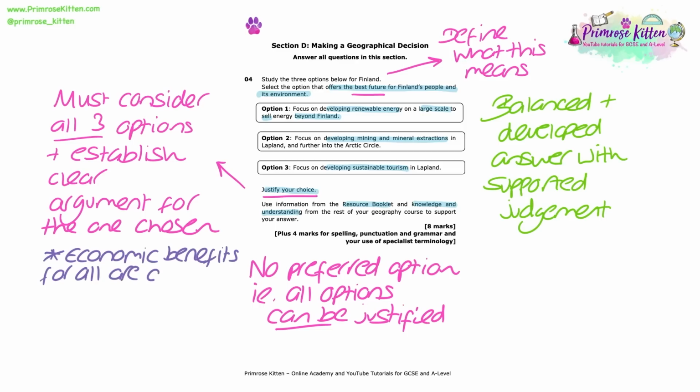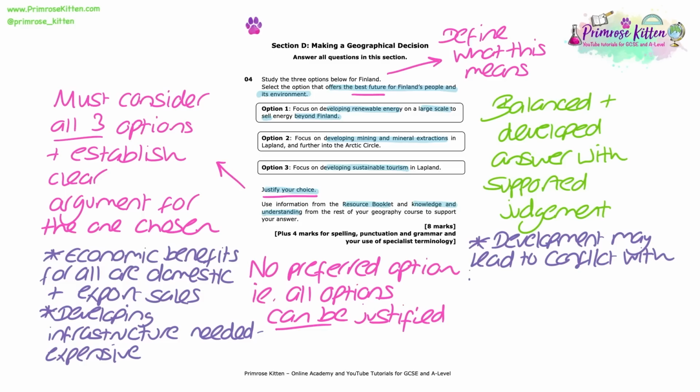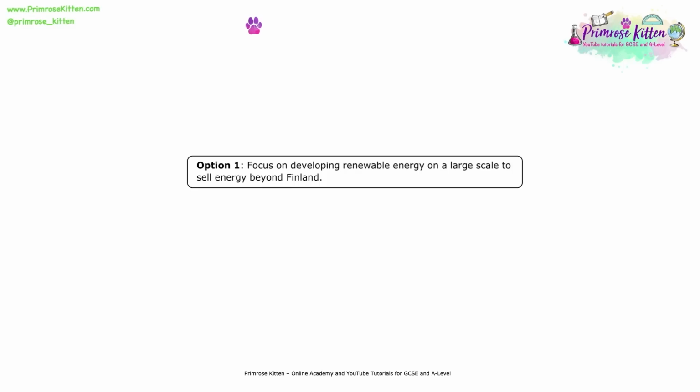Firstly, that the economic benefits for all are both domestic and in terms of export sales. Secondly, that each of the options will require infrastructure to be developed, which can be expensive. Thirdly, that development may lead to conflict with indigenous communities and neighbouring countries. And finally, that the issue of forest fires should be considered for each of the 3 options, and the need to develop environmental policies to protect.